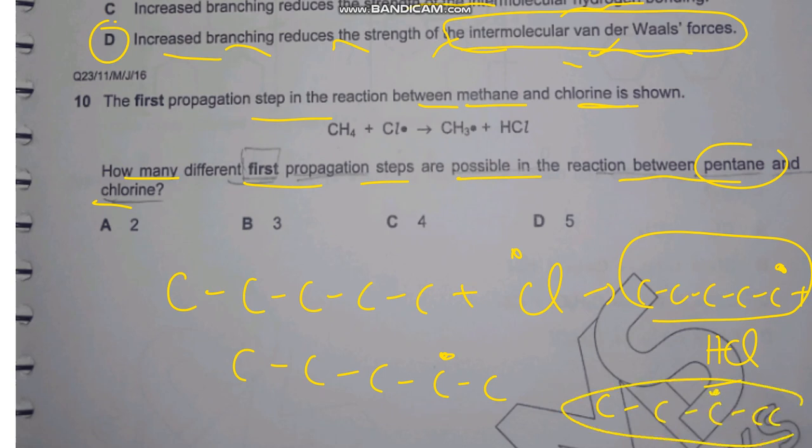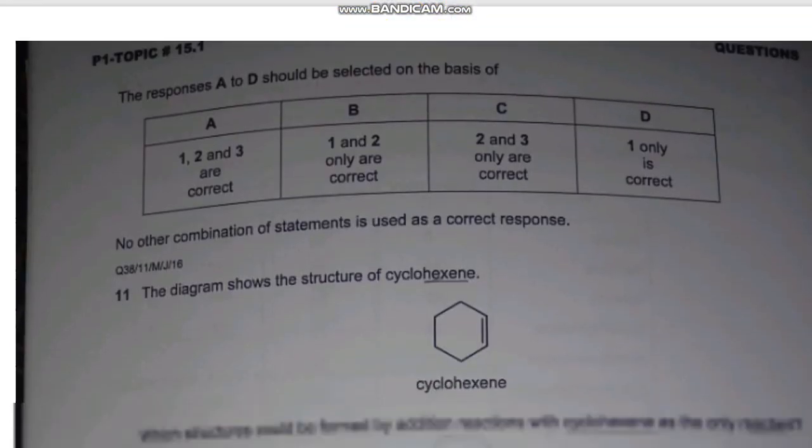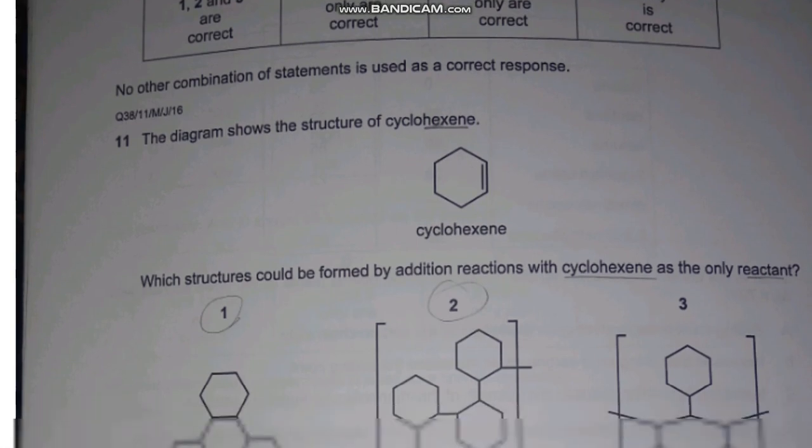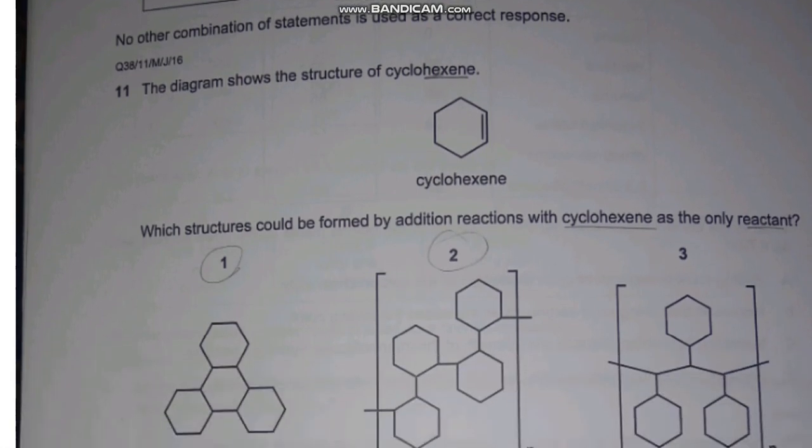So this one, and this one, these three are the possible isomers. So B is the correct option. So after that, question number 11: the diagram shows the structure of cyclohexene.